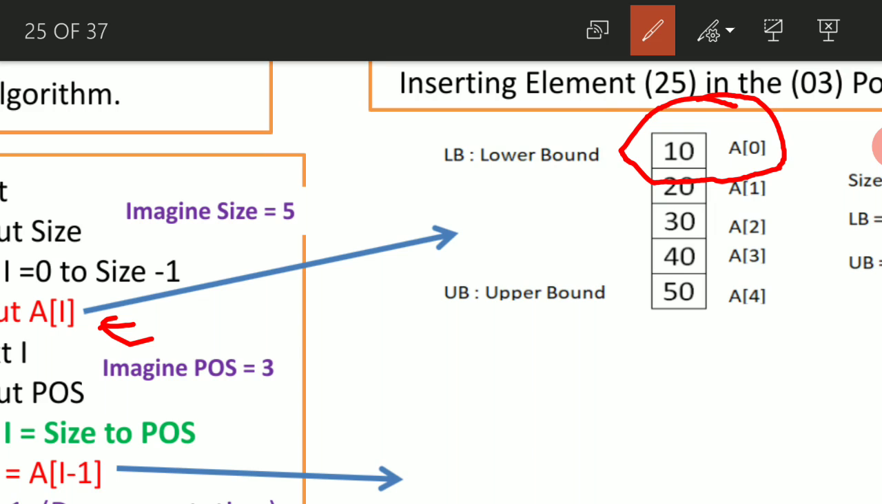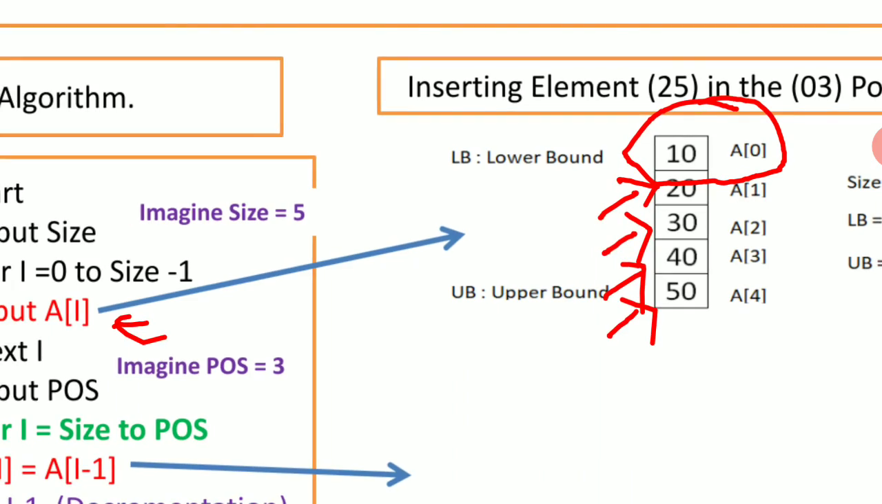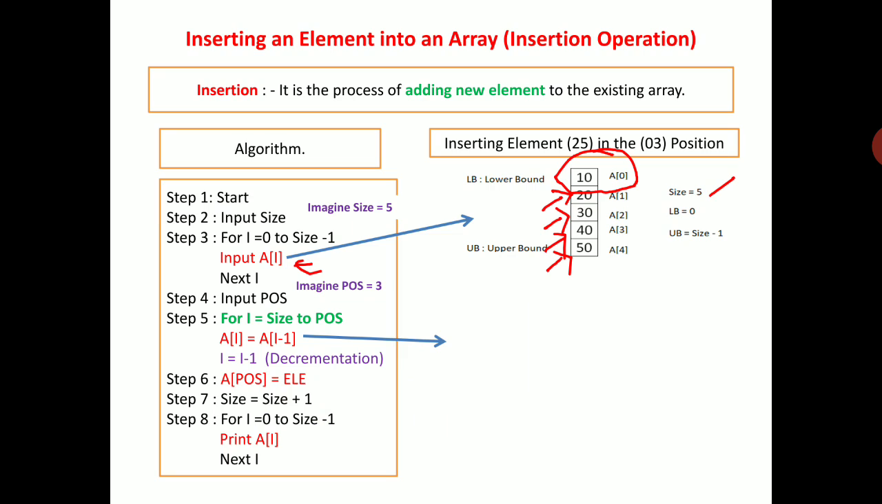Then the I value will be incremented. Then we store the second number in the position a of 1. What is the a of 1 value? 20. Then a of 2 is 30, a of 3 is 40, and a of 4 is 50. So the size is 5, and the upper bound is size minus 1, that is a of 4 maximum. Here we have inputted an array of 5 elements, and its data elements are 10, 20, 30, 40, 50.